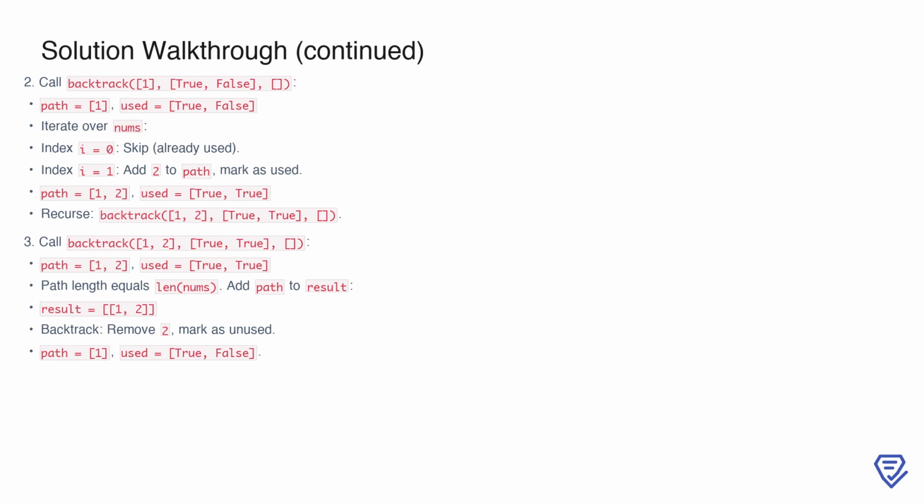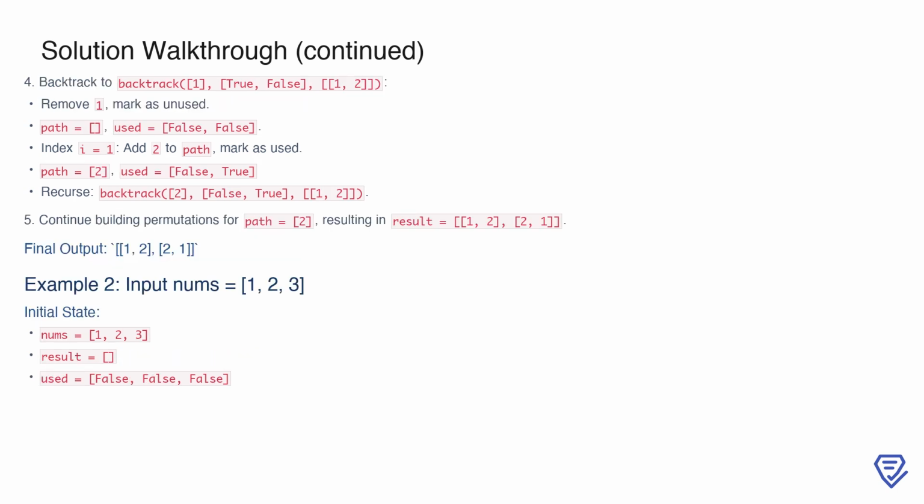We add [1, 2] to the result, which is now [[1, 2]]. After this, we backtrack by removing the last number, 2, from path and marking it as unused. This resets path to [1] and used to [true, false], allowing us to explore other potential permutations. In this backtracking step, we return to the state where path equals [1] and used equals [true, false].